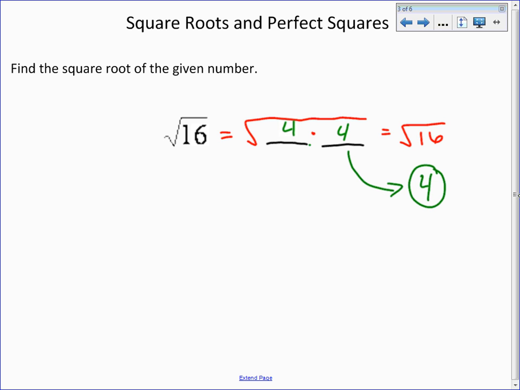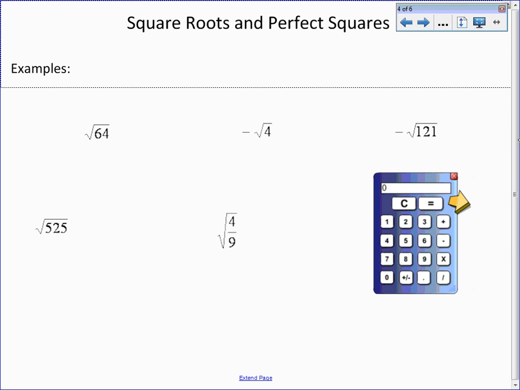Another way to think of square root is just simply being the opposite of squaring a number. Because if I do the square root of 4 squared, we get 4. And so just like the opposite of multiplication is division, the opposite of addition is subtraction, the opposite of squaring a number is taking the square root of the number. So let's do some square roots.